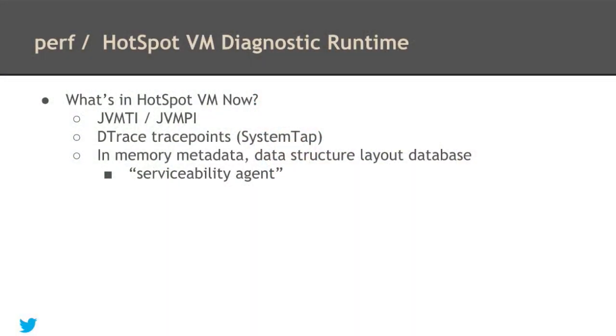What's in HotSpot now? We have JVM TI and JVM PI. A reasonable interface to get information, but it really is just Java and above, nothing more. It gives no observability into the JVM. There are dtrace trace points riddled throughout the JVM, which is awesome, but there's not a lot of use for that except SystemTap, which we can use now, but dtrace is not terribly useful at the moment. And there's also in-memory metadata and data structure layout through the serviceability agent. So how can we tie this all together?